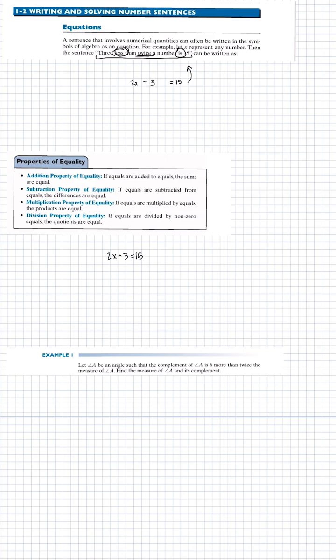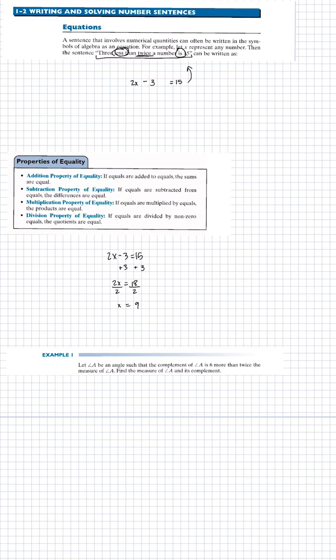So first off, let's start off with adding 3 to both sides, because we have to implement the property of equality, the addition property of equality, or the subtraction property of equality in this statement is actually more applicable. So what we should be getting after adding 3 to both sides is 2x equals 18. Now we're going to be implementing the division property of equality because we know that 2x equals 18. We're going to divide both sides by 2, and we're going to get that x equals 9.